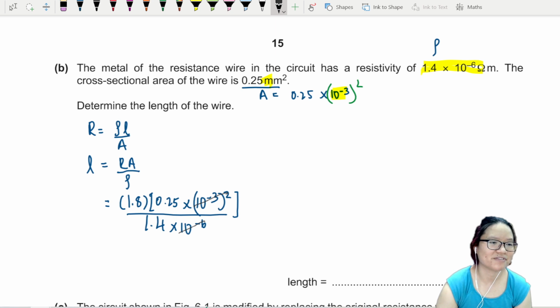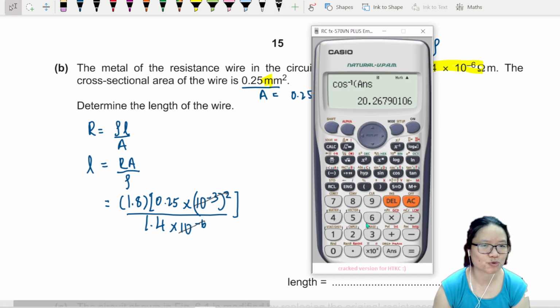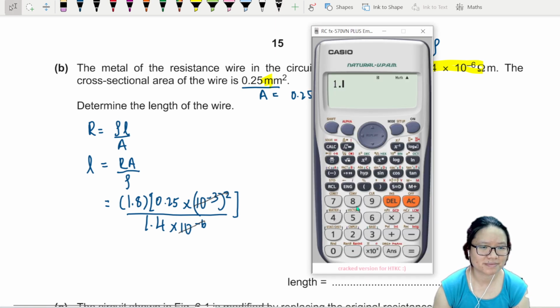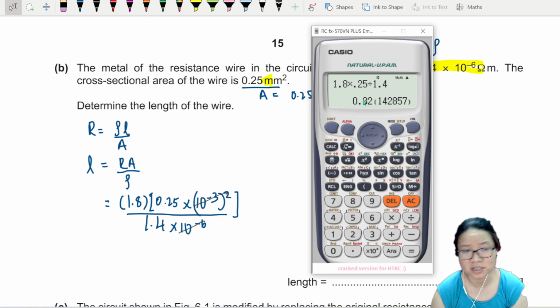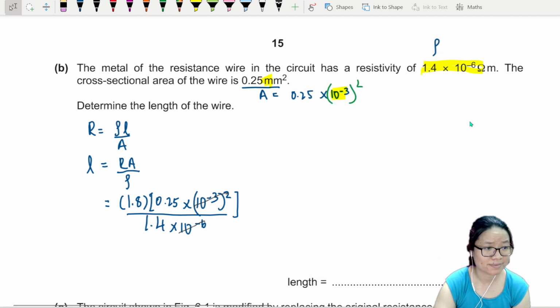So what I have left is 1.8 times 0.25 divided by 1.4. Type it in. Can leave the answer like that? No. 9 over 28, I don't even know how to look at SF. The answer is 0.32 meter. Okay, so 0.32.